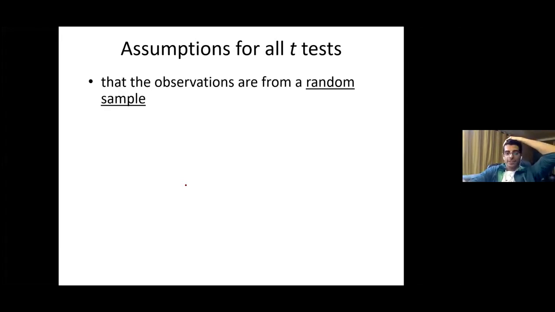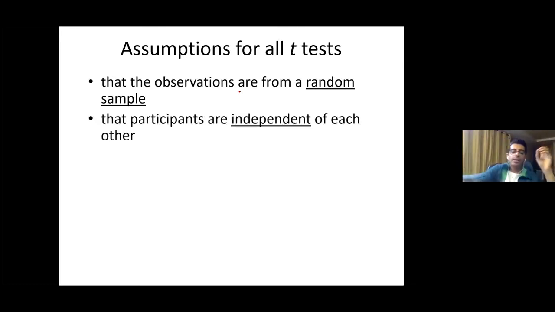Assumptions for all t-tests. The assumption here is that it always has to be random, unless your specific design requires you to not be random for a specific point. What do I mean by that? Maybe one group has to be all smokers, and the other group has to be all non-smokers. In that case, it can still be a t-test, right? And that's called quasi-experimental.